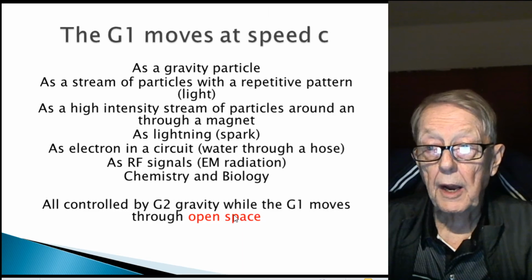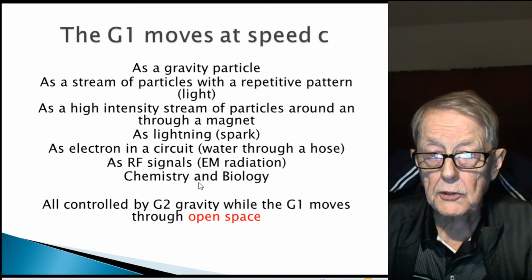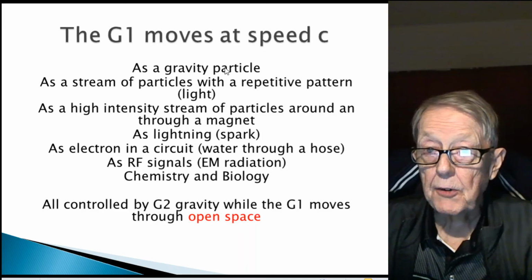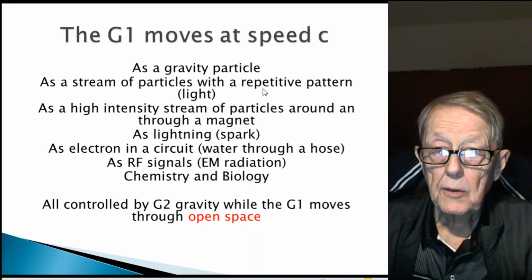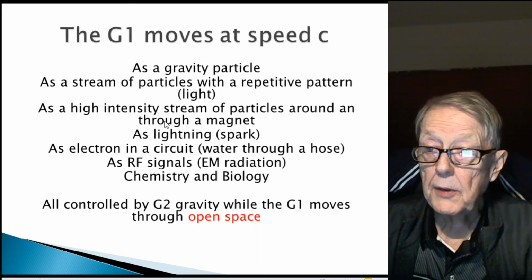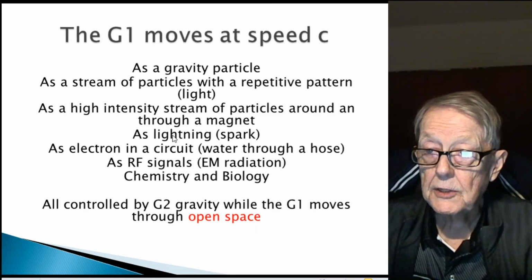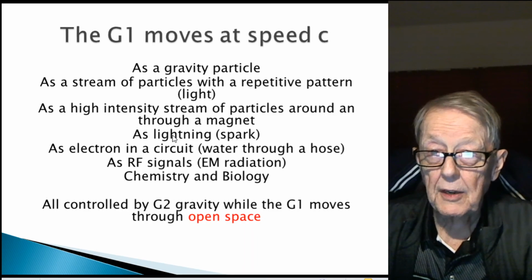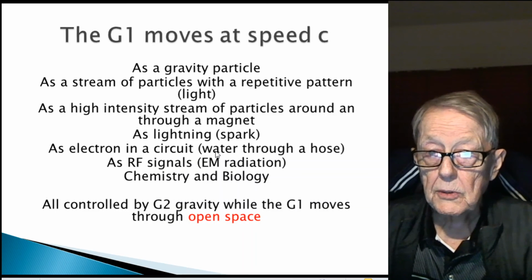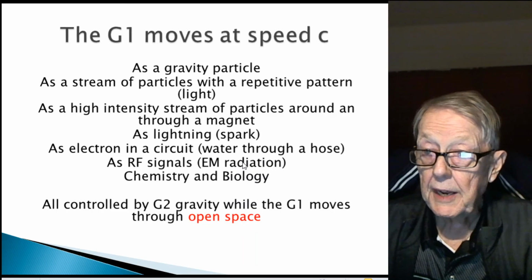Well, as time went on, it took about a 2-year period to initially cover these, maybe more, because chemistry and biology didn't come until recently. G1 particle moves at speed c as a gravity particle, as a stream of particles with a repetitive pattern, light, as a high intensity stream of particles around and through a magnet. As lightning, G1 causes the spark that we see and the crack of the lightning that we hear. As an electron in the circuit, the G1 flows through a circuit more like water through a water hose. As an RF signal, or in general, any EM radiation.